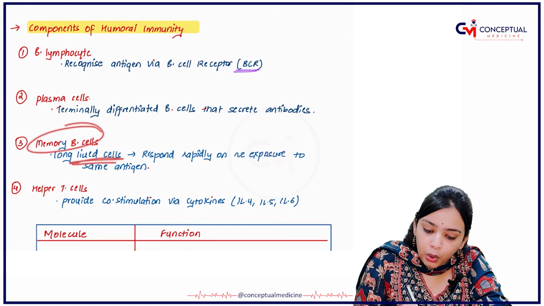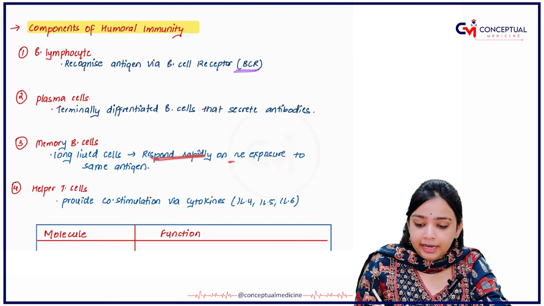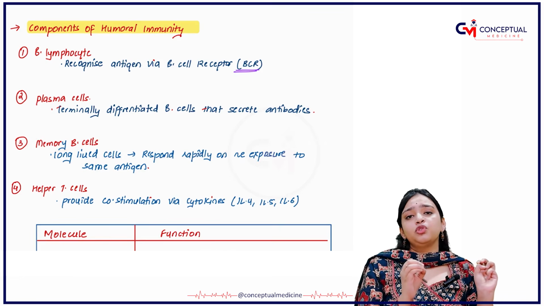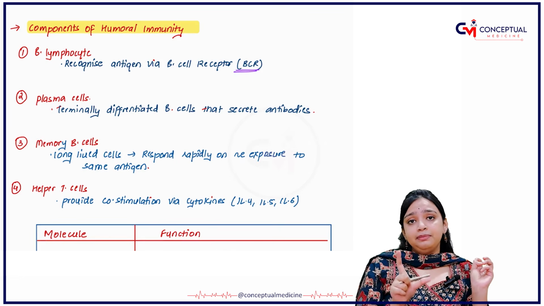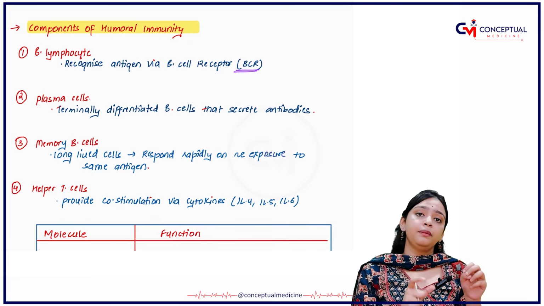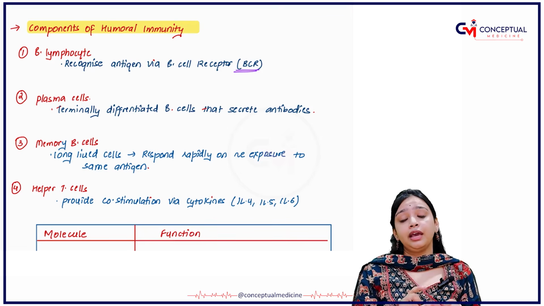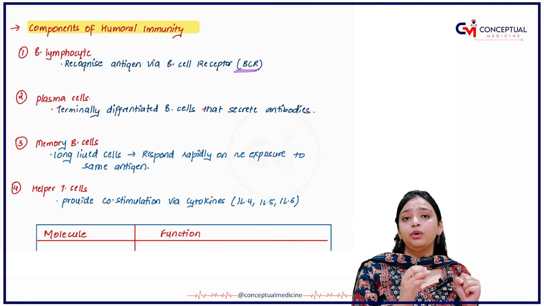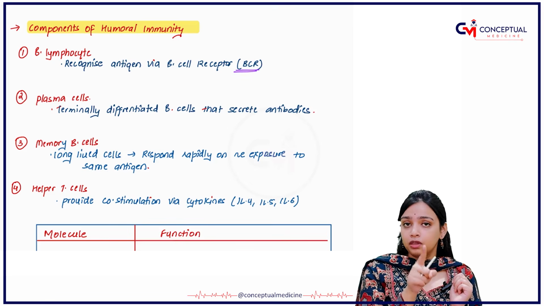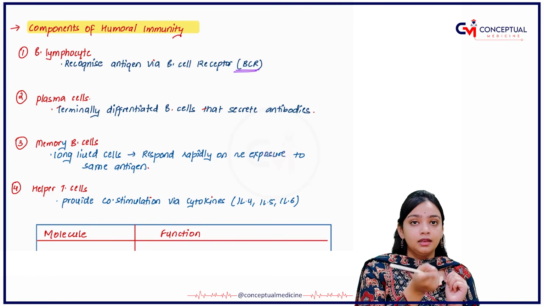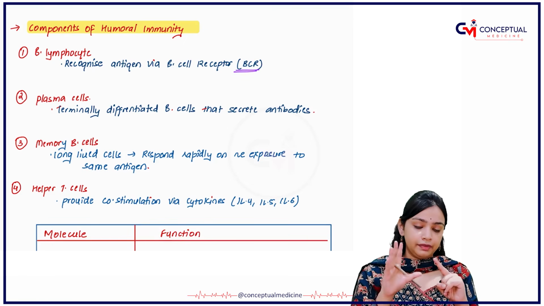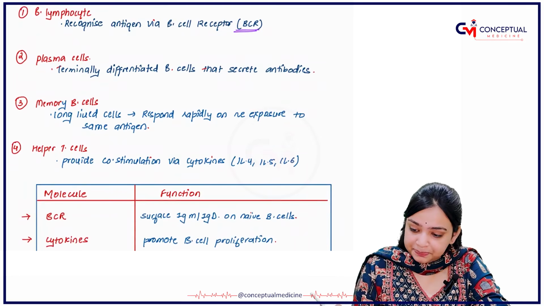Memory cells, they are the long-lived cells and they respond rapidly on re-exposure. See, this story of re-exposure will come multiple times when you read the chapter of immunity. So you have to be very thorough with it, and you should know what the examples of re-exposure are. First example I have given you is chickenpox. Second one, vaccines, because I have given you the example of tetanus, that tetanus provides you protection for overall 5 years, right?